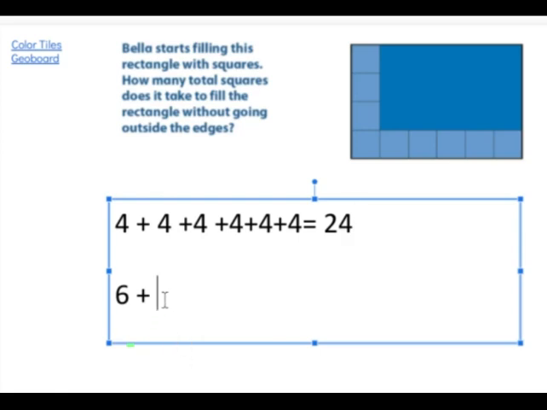Let's take a look at this one. This one is for the rows. So we have 6 in one row plus 6 in the second row plus 6 in the third row and plus 6 in the top row up here to complete the rectangle. 6 plus 6 plus 6 plus 6. That's also 24. Knowing how to count rows and columns and add is very important.